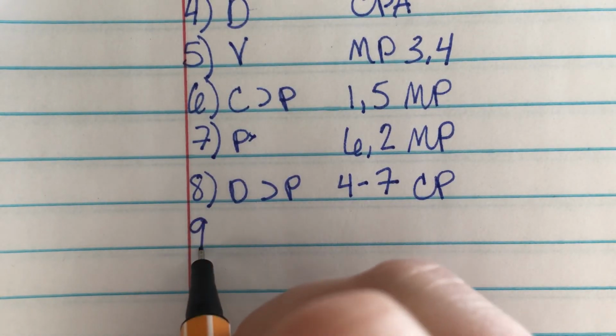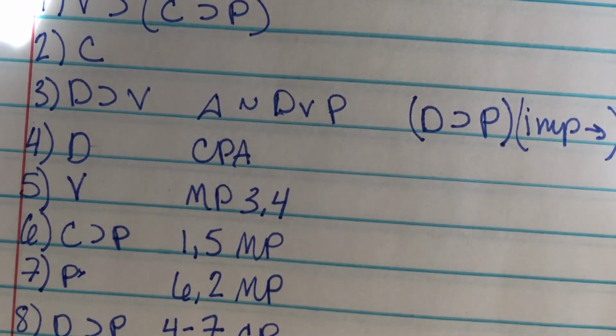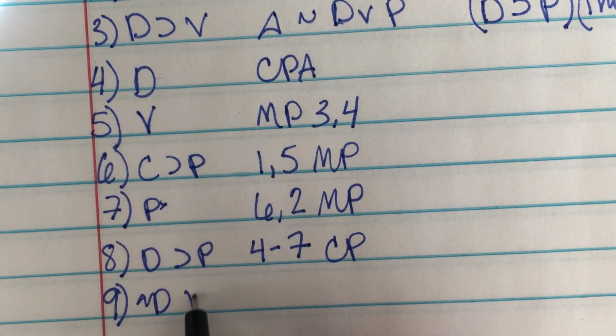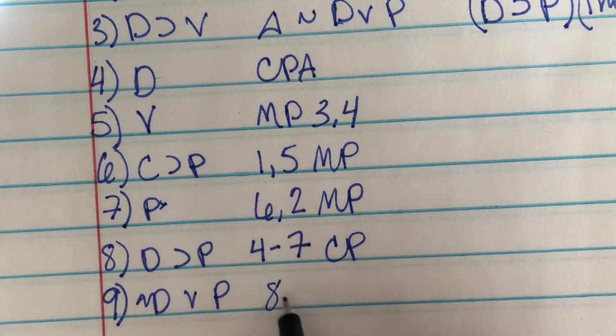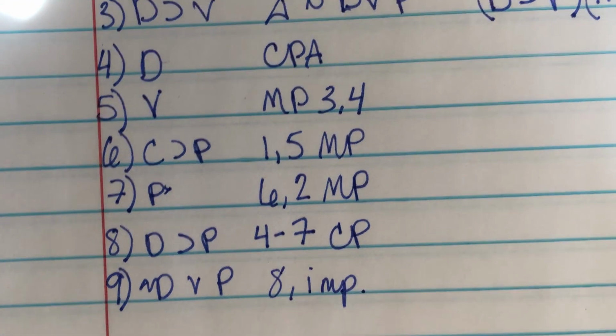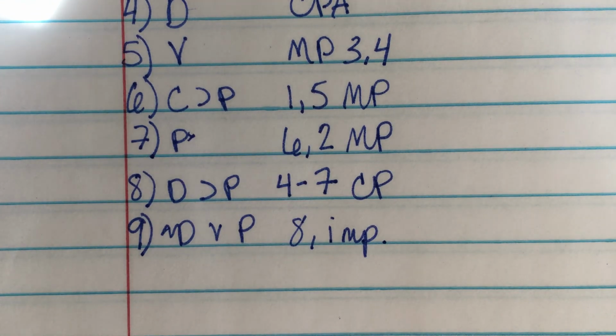And now I made my note earlier that all I'd have to do is perform an implication. So now I'm going to have not D or P by 8 implication. Does that make sense to y'all? I hope so. I liked that one.